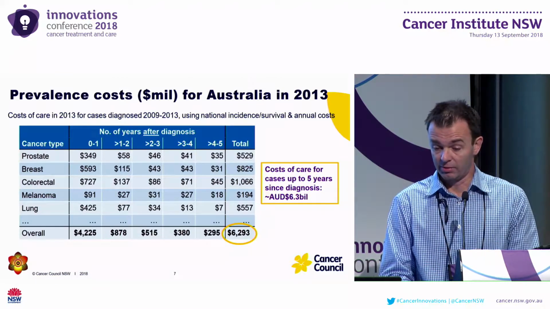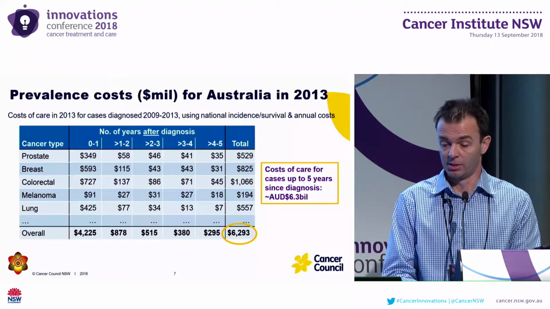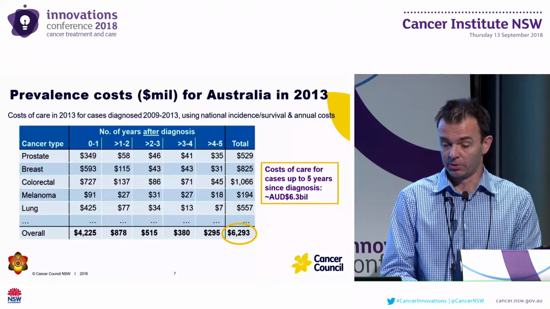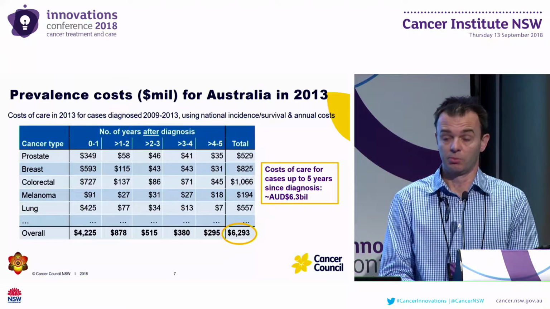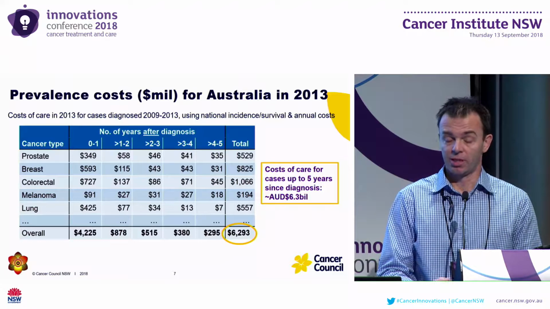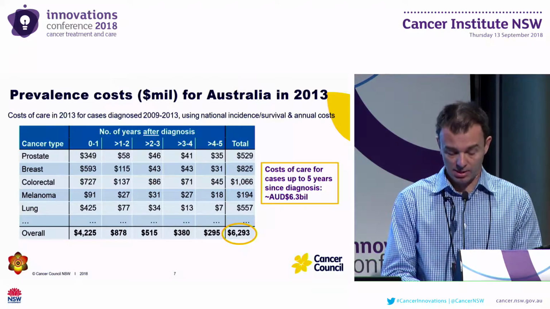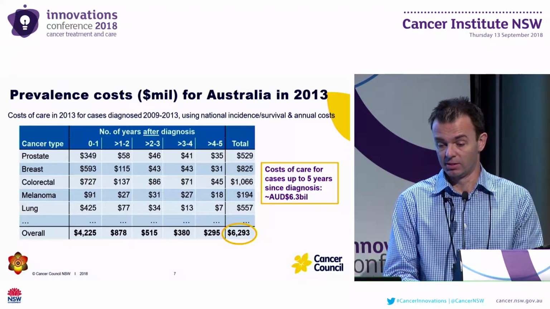And as Karen Canfield mentioned this morning, the highest proportion was for colorectal cancer patients. And a lot of that came in the first year after diagnosis, where with such a high number of cases and almost everyone having surgery, that led to the highest level of costs.